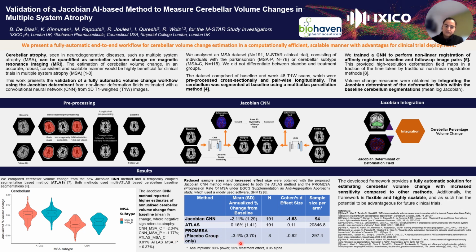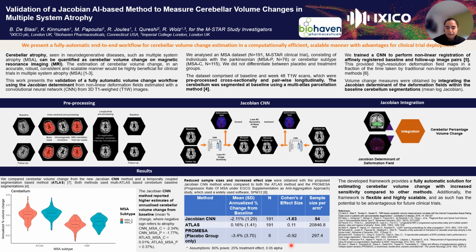In that paper, they used the SPM12 approach, which is another Jacobian method. They report estimates of 3.4% with a really high standard deviation of 3.7. The effect size for the Jacobian CNN method is really high, minus 1.6, whereas for PROMESA it is 0.9.